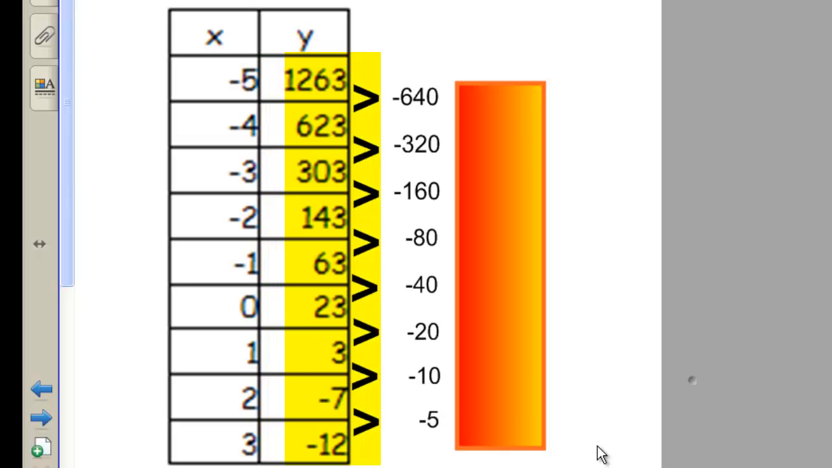So notice that this first difference is not constant. Therefore, it's not linear. I also don't have the same rate of change where part of it is a positive rate of change and part of it is a negative rate of change, so it's not an absolute value.